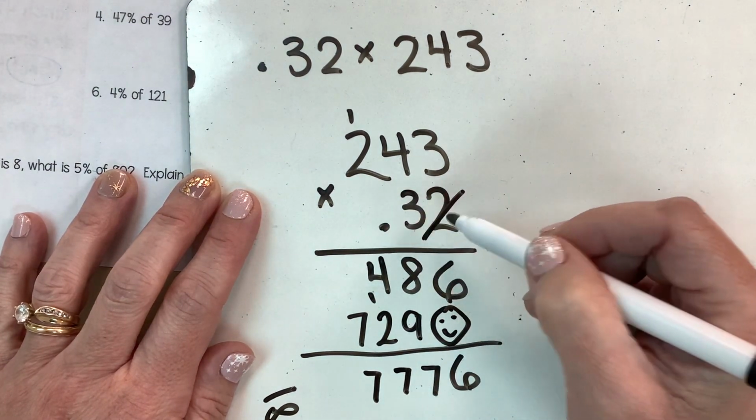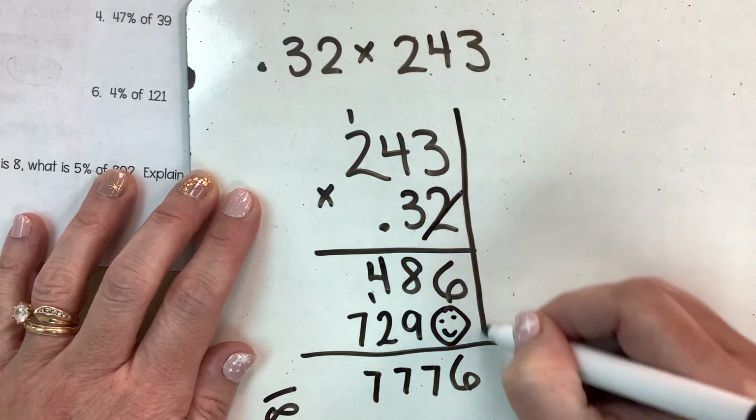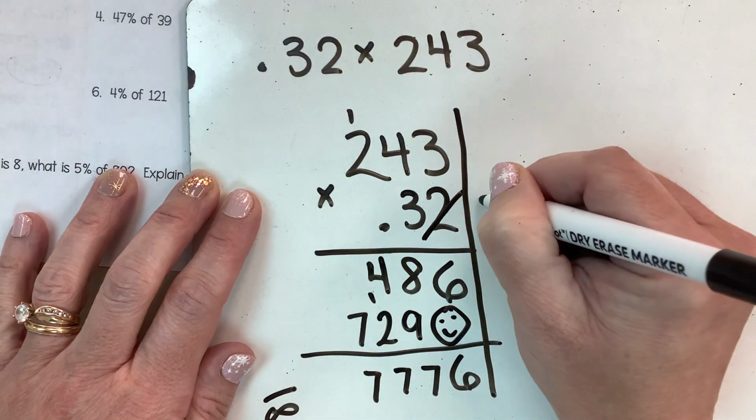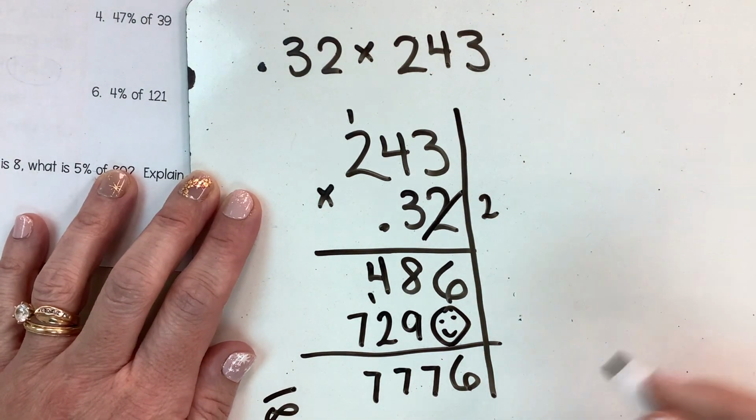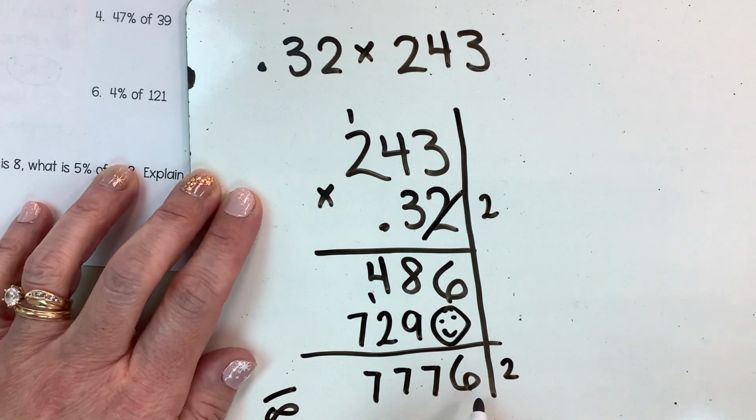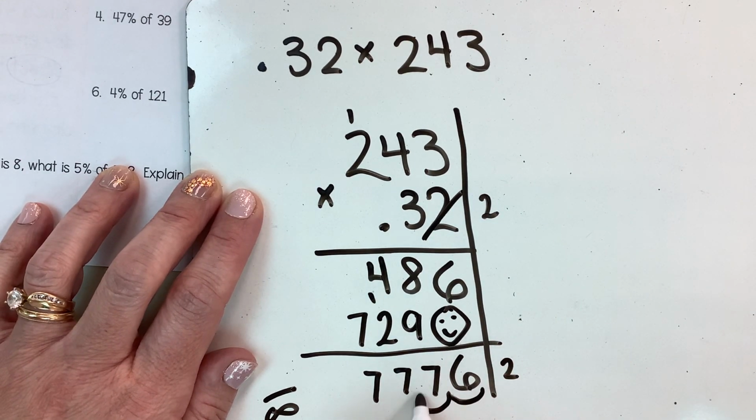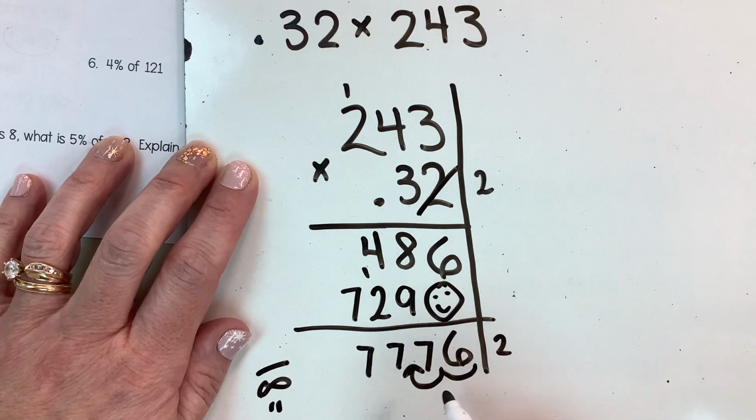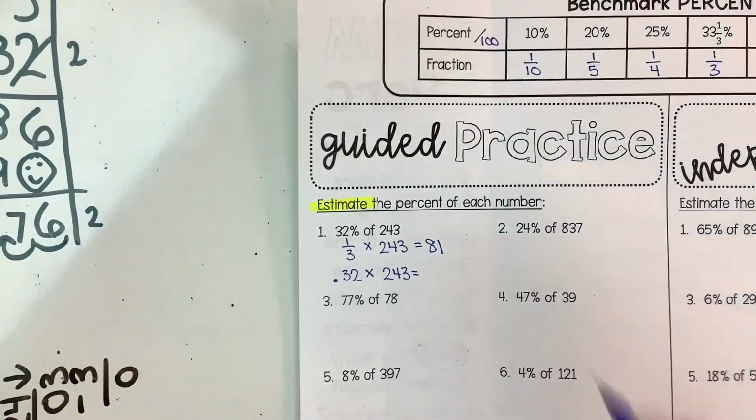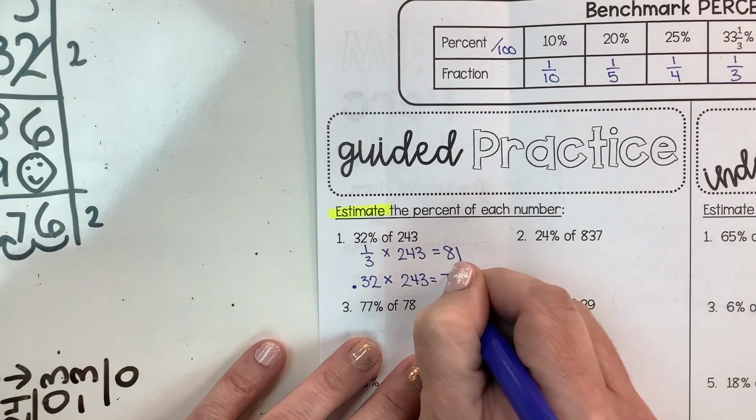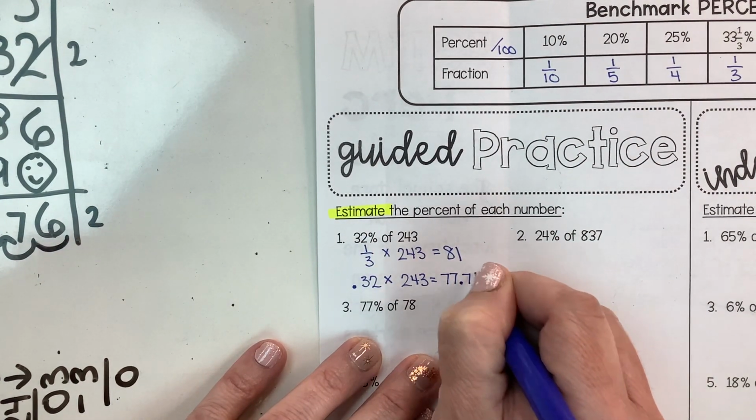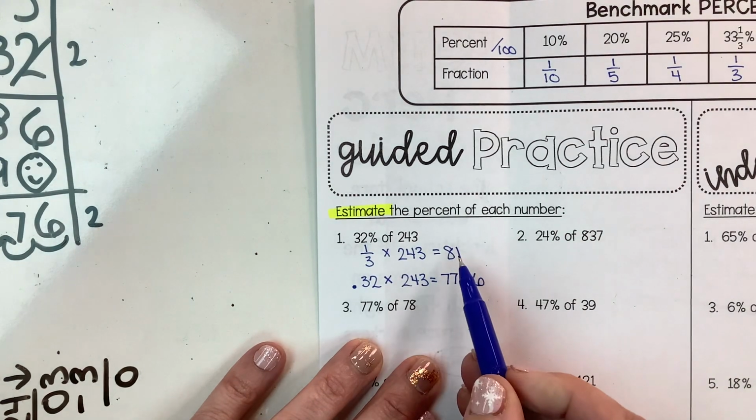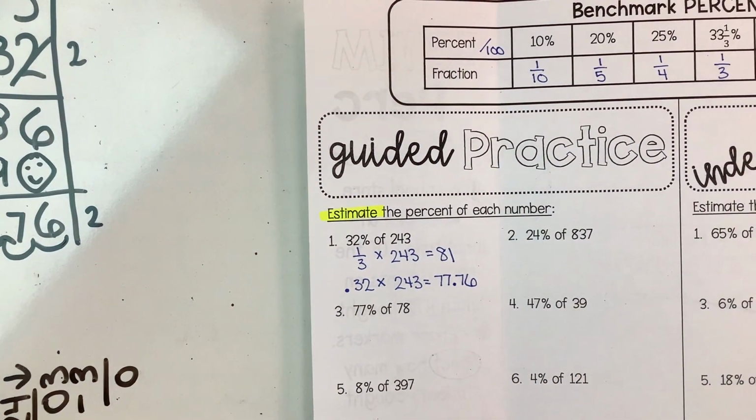This is decimal multiplication, so we should remember to use our wall. There are 2 decimal spots here, so there should be 2 in our answer, so we come in from the wall, and our decimal goes right there. So 77.76. So let's come and put that on here. So 77 and 76 hundredths. And that's really, really close to 81, isn't it?